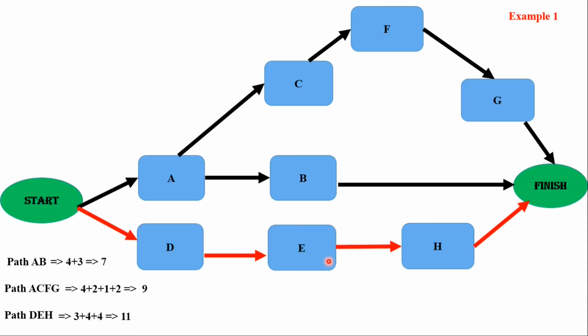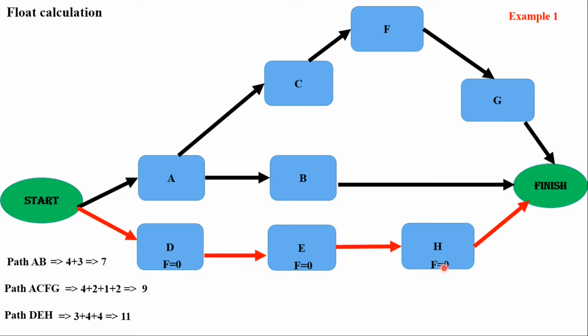So we have seen this. You can remember this diagram from previous videos. We have seen how to estimate the critical path. The critical path is path DEH. So we'll use this example to estimate the float. So float calculation: how can one calculate float? Remember that float on the critical path is 0.